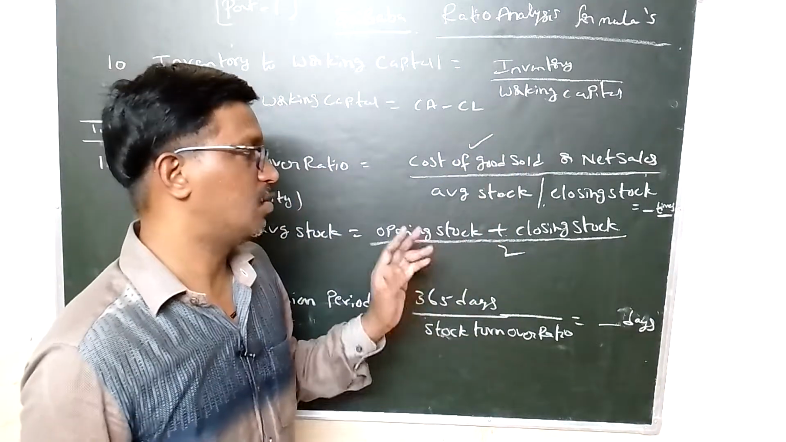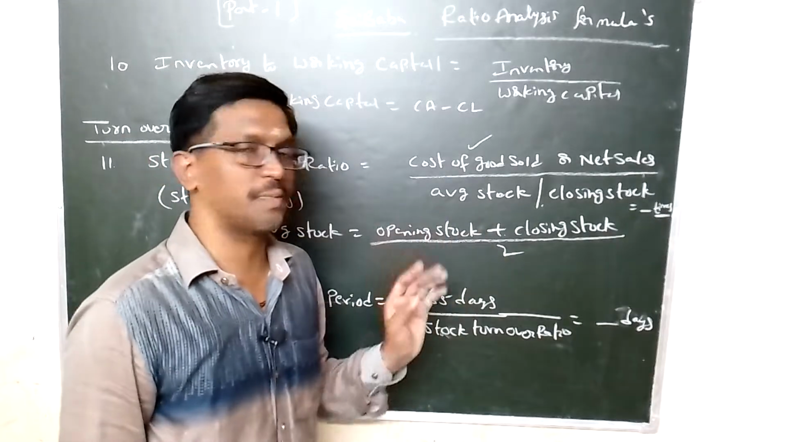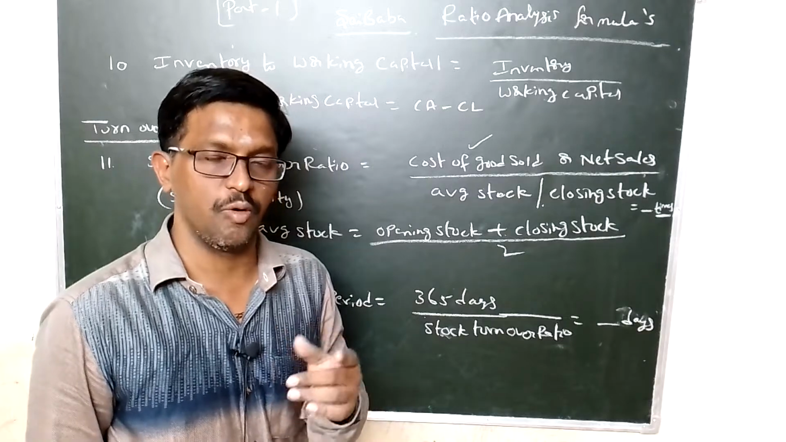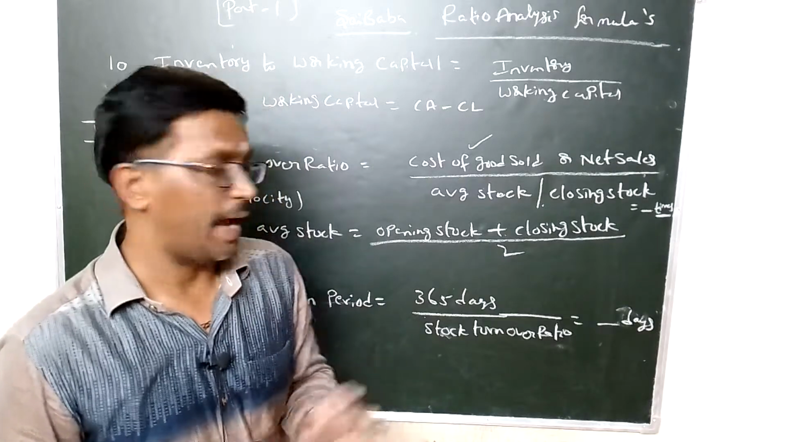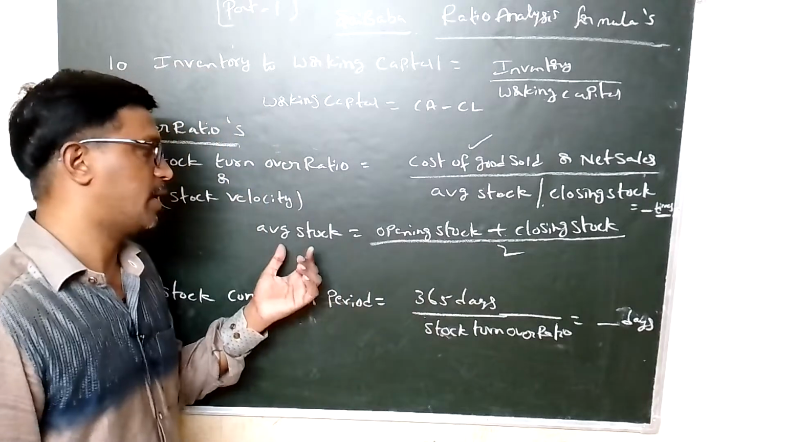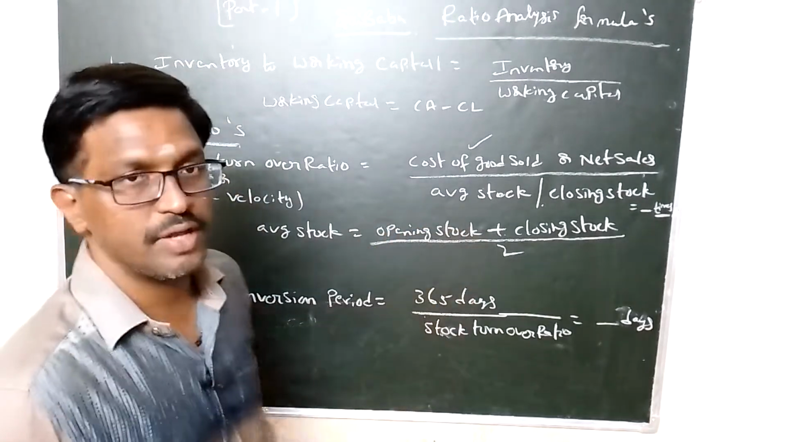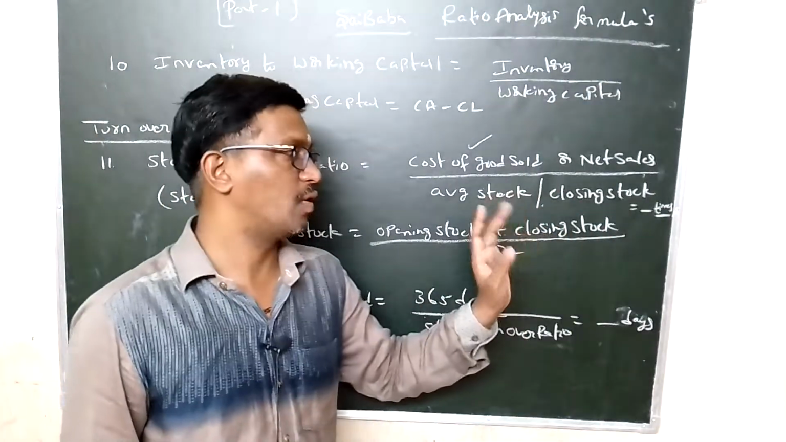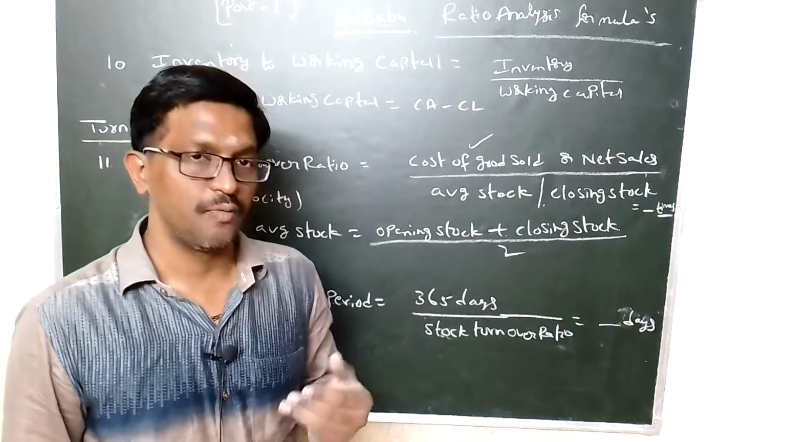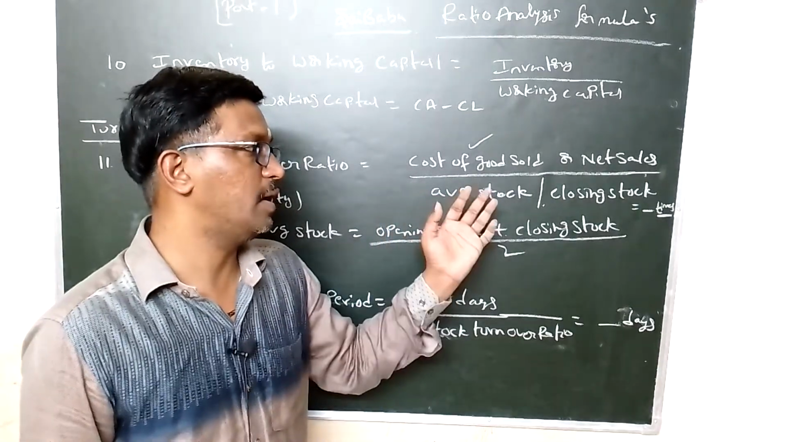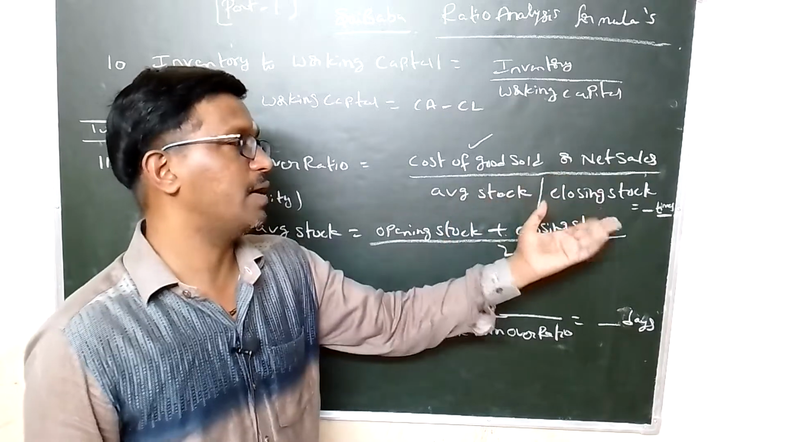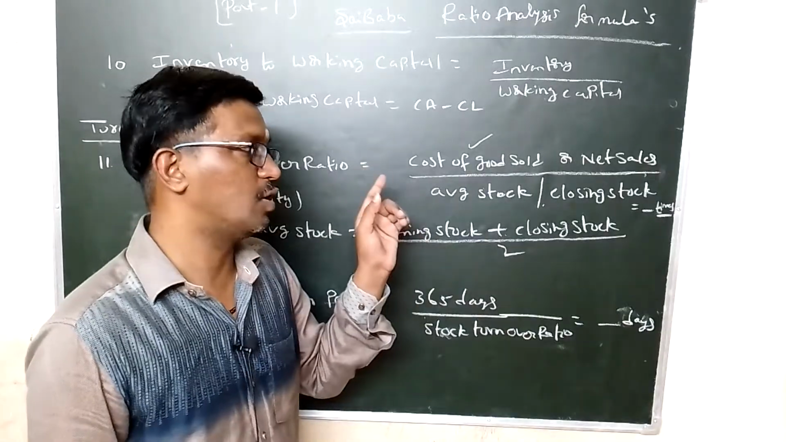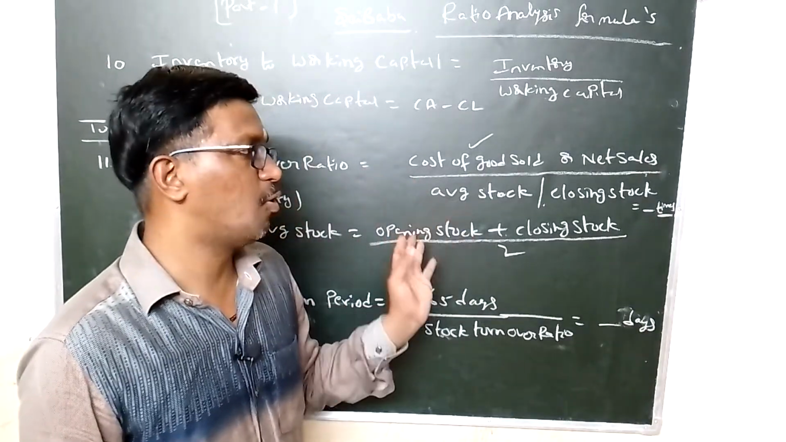Next, average stock, which depends on the availability of information. If both opening stock and closing stock are available, add opening stock plus closing stock and divide by 2 to get the average stock. If there is no opening stock information, take the closing stock directly. Depending upon the information, we follow the formula. So cost of goods sold by average stock, or net sales by closing stock, whichever is taken. If there is no opening stock, the closing stock will be taken.